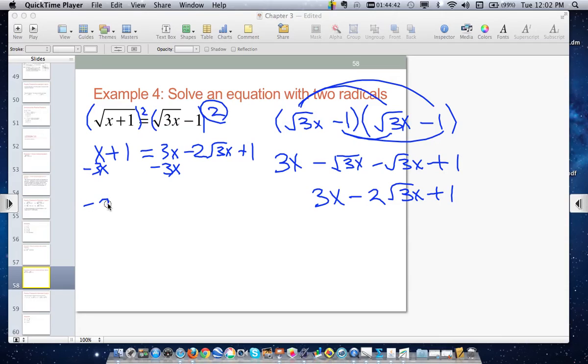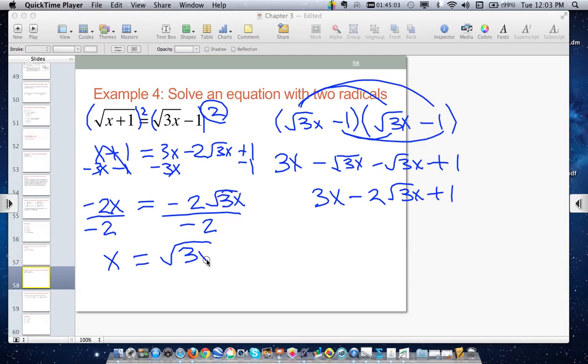That's going to give me negative 2x. And I'm going to subtract 1 from this side, which will then, of course, cancel that out. So now I'm left with negative 2 times the square root of 3x. Now let's go ahead and divide by that coefficient of negative 2, and I'm left with x is equal to the square root of 3x. So I still have that radical sign, but now it's only on one side.